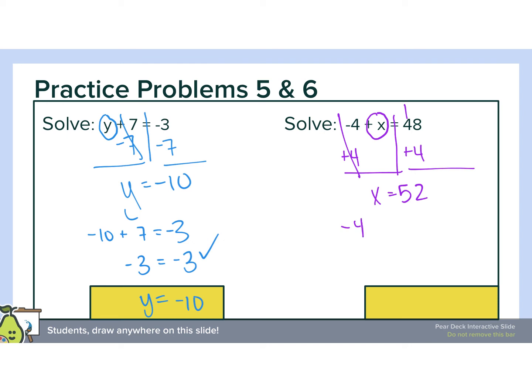So I have a negative 4, and I'm adding a positive 52. Since their signs are different, I subtract. 52 minus 4 is 48. I have more positives than negatives, so it's a positive 48. Checks out. Final answer, x equals 52.